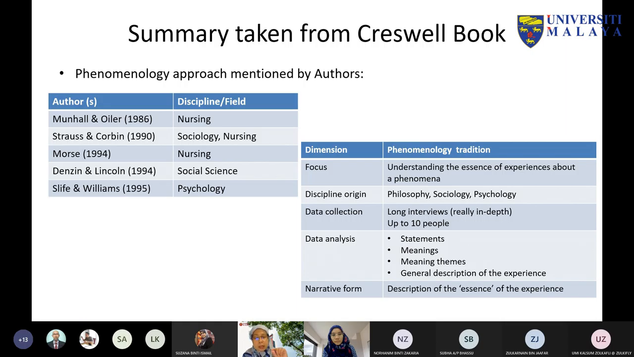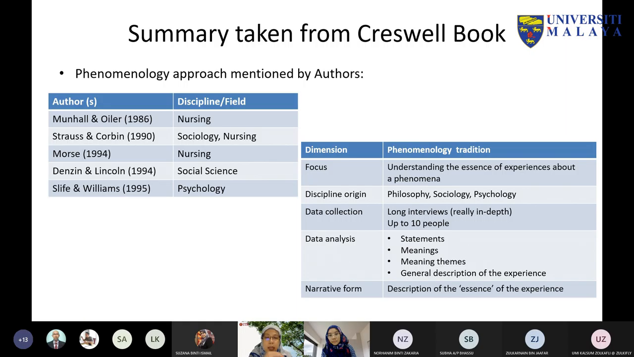Okay, so this is a summary taken from the Creswell book on phenomenology. Most of the research areas that involve phenomenology are nursing, sociology and psychology. Social science can also use it. Denzin and Lincoln are scholars in qualitative research, but his book is taken from many authors. This is the edited book; he edited the book, if I'm not mistaken.